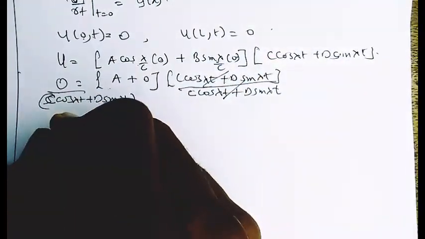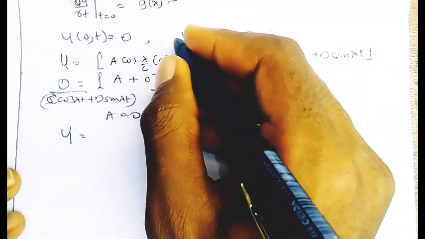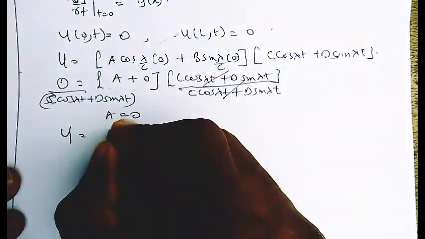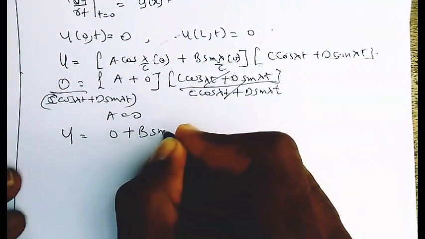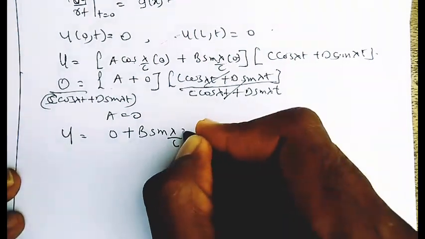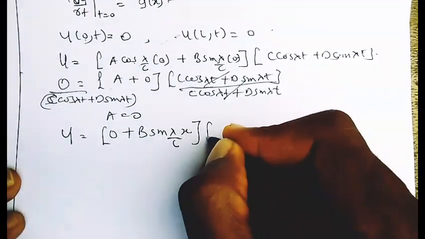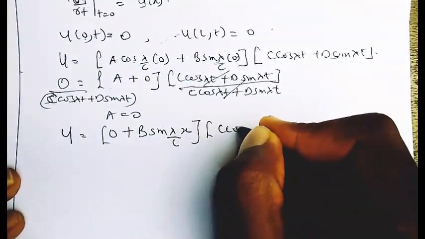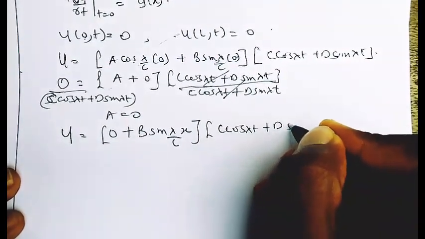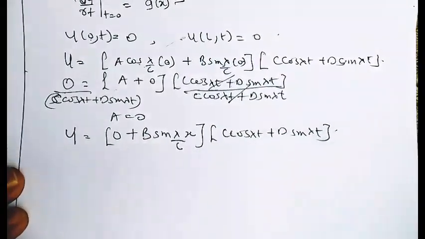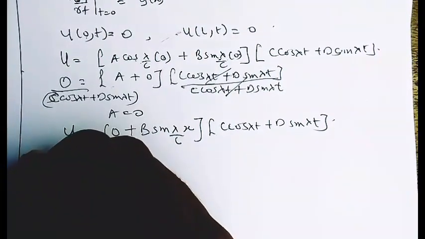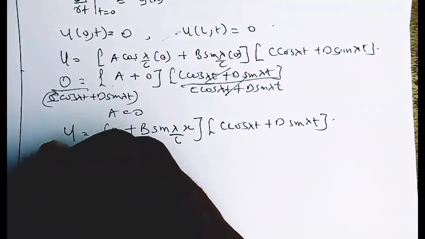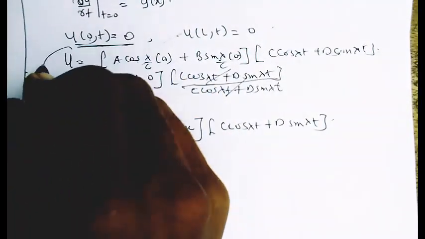So I can write my u as, since a is equal to 0, 0 plus b sin(lambda/c x), times (c cos lambda t plus d sin lambda t). So what do I do next? It is to apply my second boundary condition. Let's call it step 10b. Remember, my first boundary condition was this, which I applied to have this.